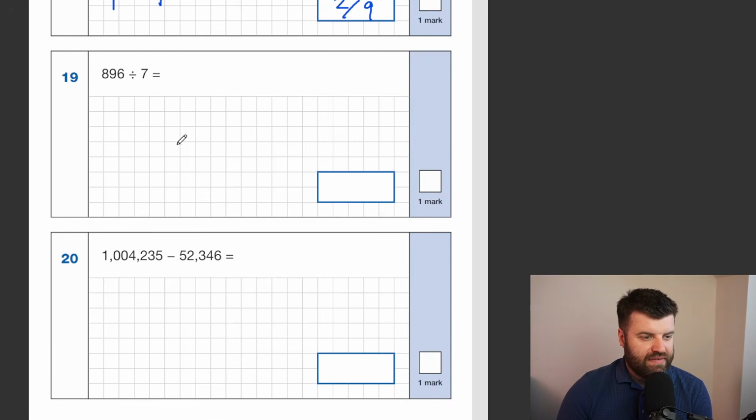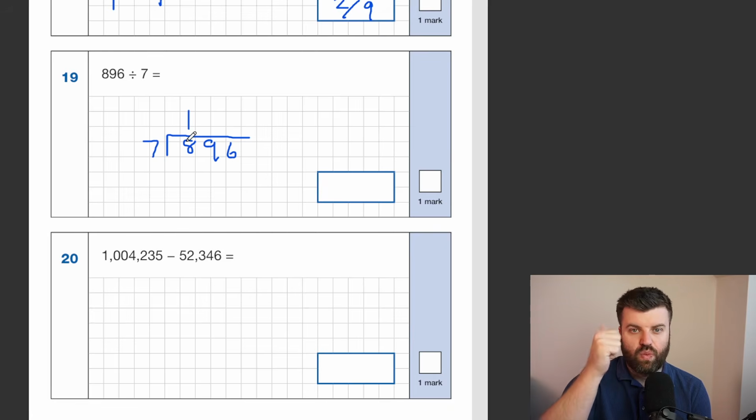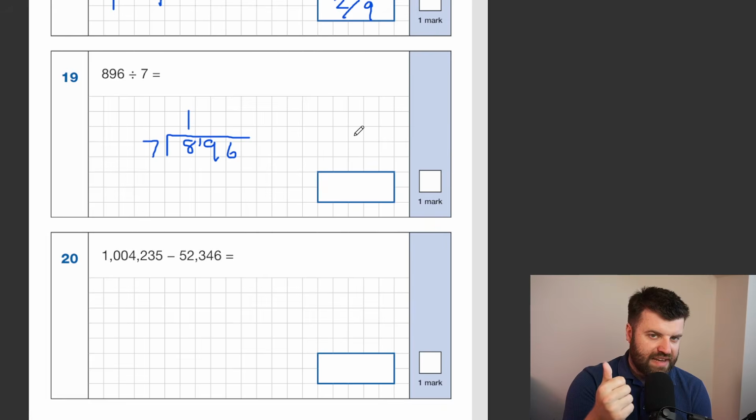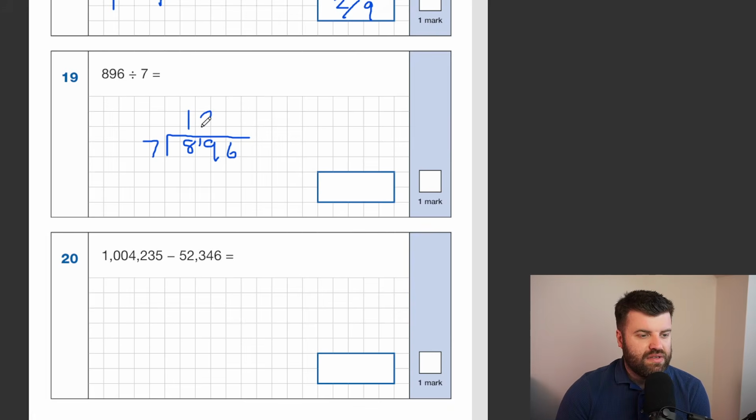896 divided by 7. This is short division. So we're going to take 896. We're going to divide it by 7. And let's check this method out to see if you got this question right. How many 7s are in 8? Well, there's 1 7 can fit in 8 with 1 left over. That 1 gets exchanged over. How many 7s can we fit into 19? 1 7 is 7. 2 7s are 14. But 3 7s are 21. And that's too many. So 2 7s are 14. And then how many do I have left over to 19? Well, that's going to be 5.